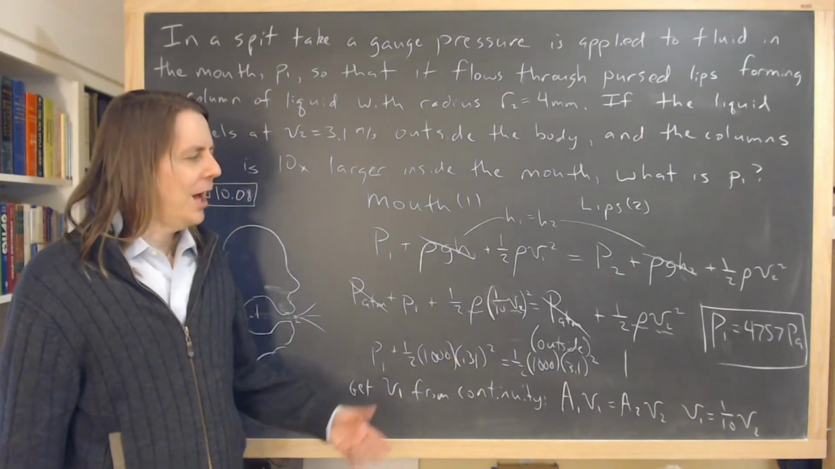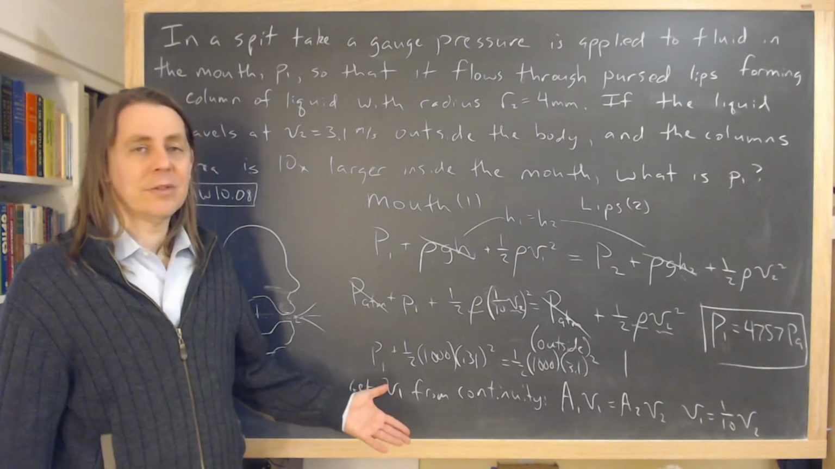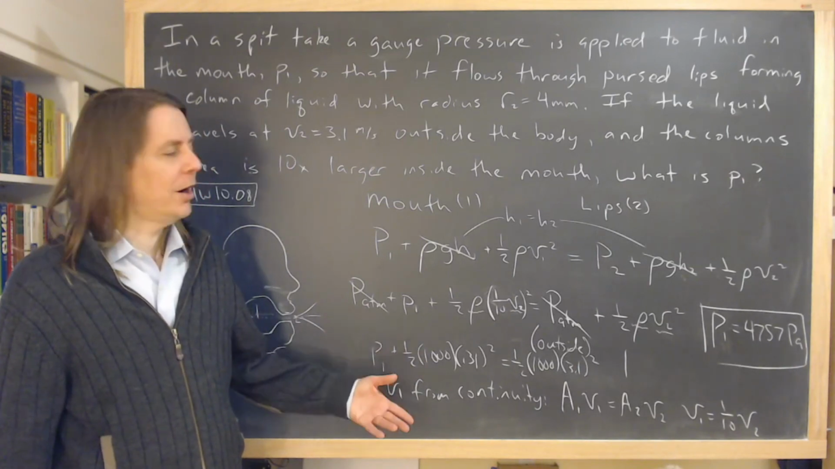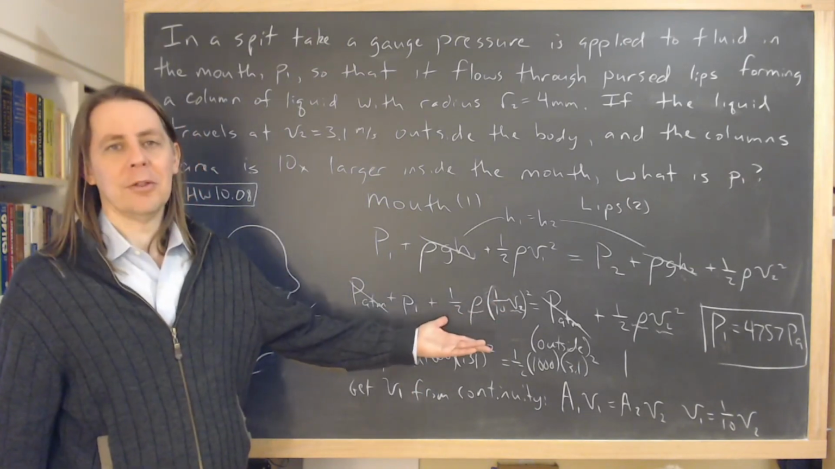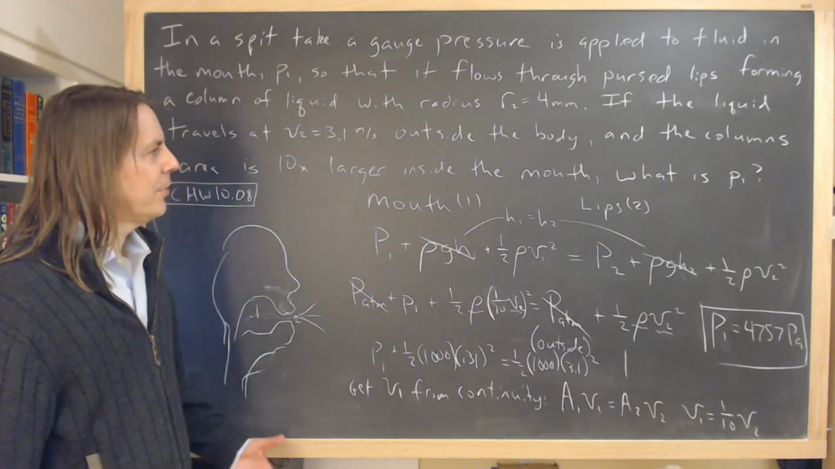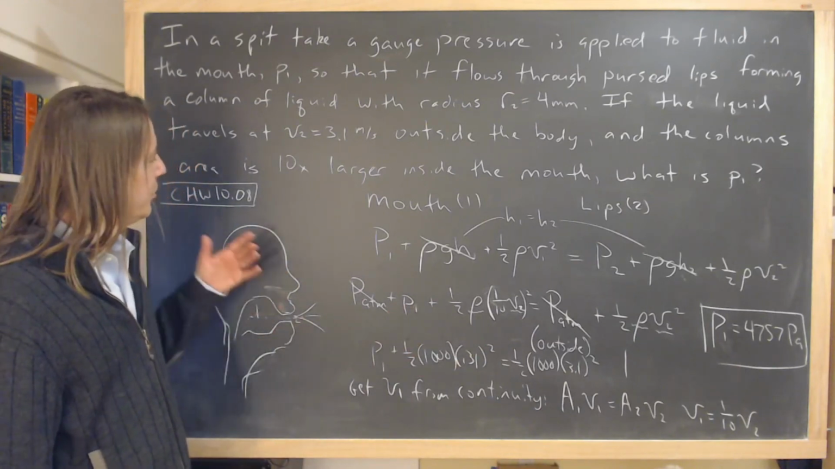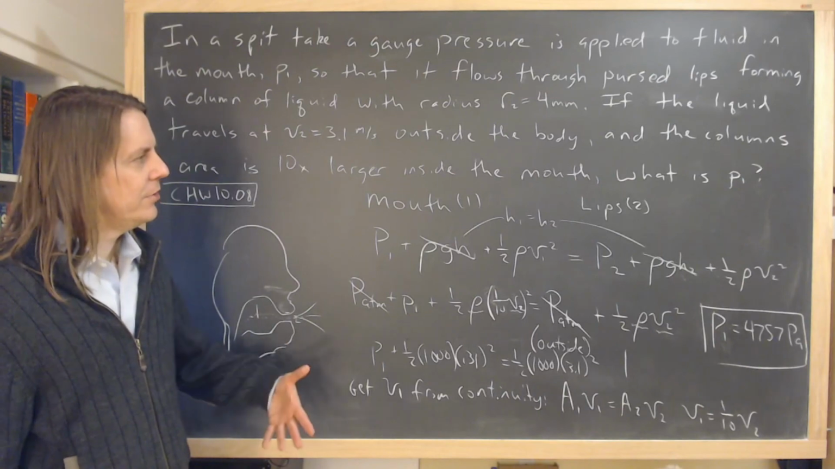That's not a real high pressure. Atmospheric pressure, 101,325 or whatever. So that's only 4,000 instead of 100,000. So a very small fraction of atmospheric pressure to pull off a spit take of this quality.